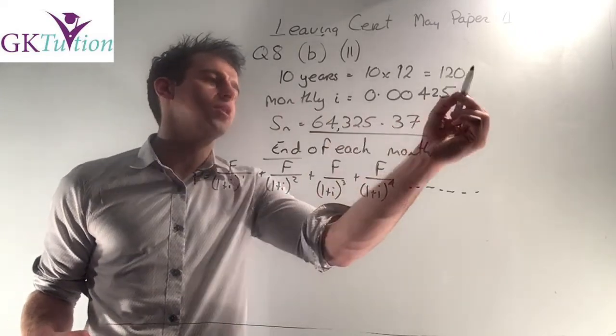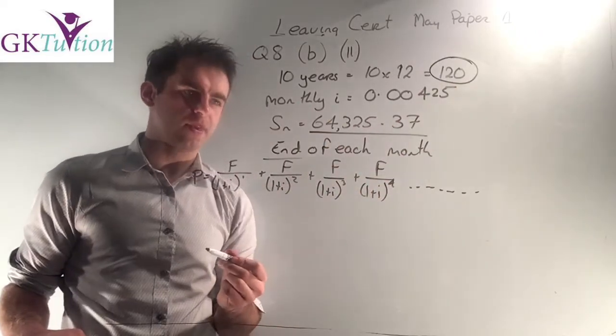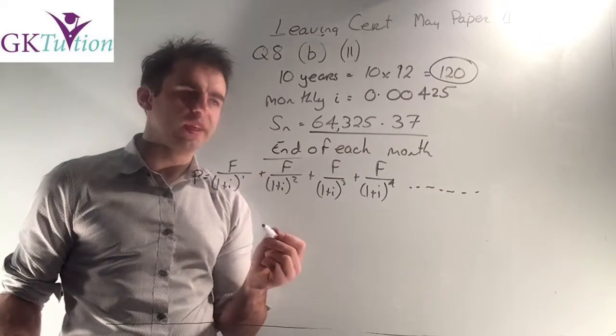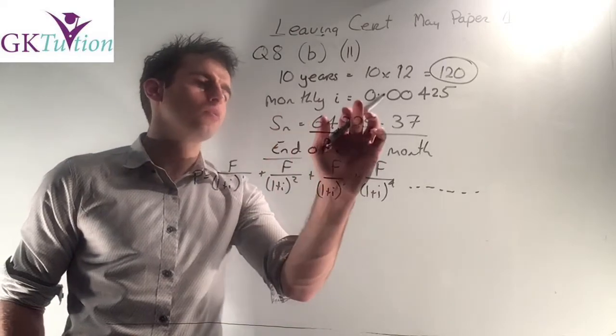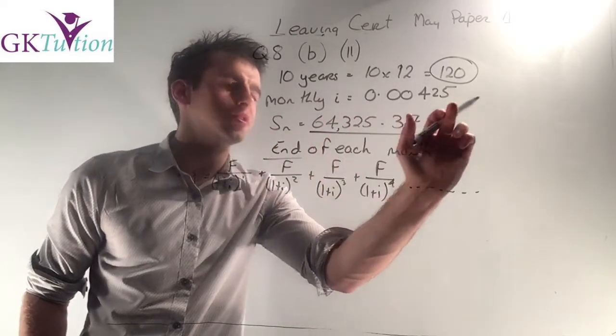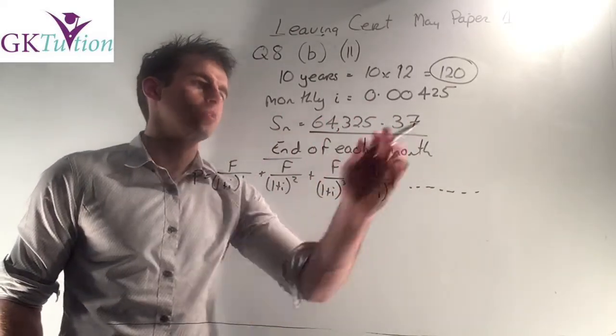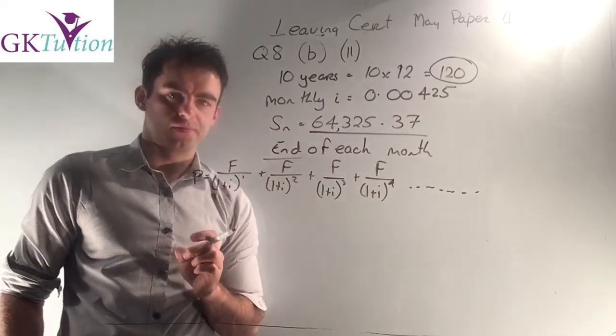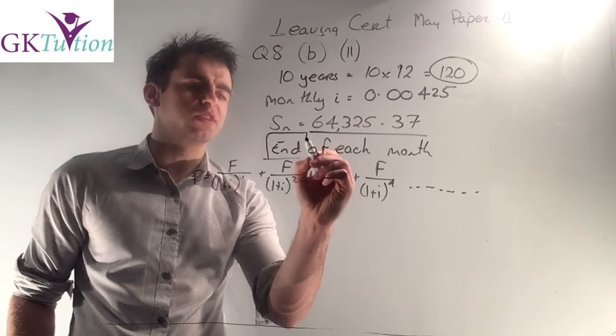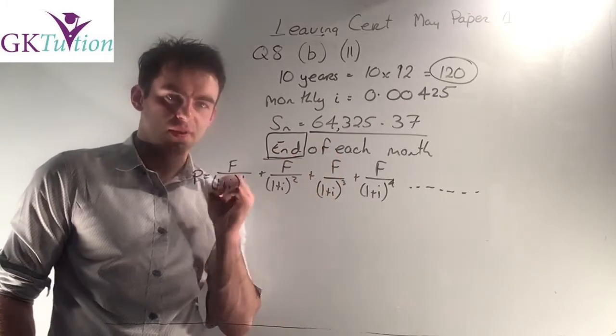That means she's going to make 120 repayments. We know the monthly interest rate that she's agreed to pay is 0.425%, or in other words, the i we're going to use is 0.00425. So there's 120 repayments, that's my interest rate, and that's how much she owes. They told me that she's going to pay them back at the end of each month, and that's important as well.